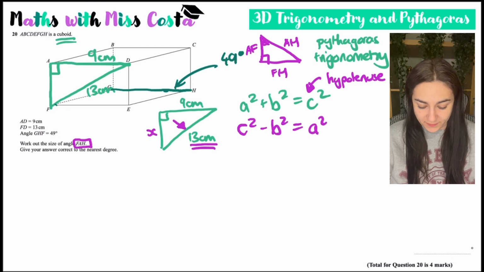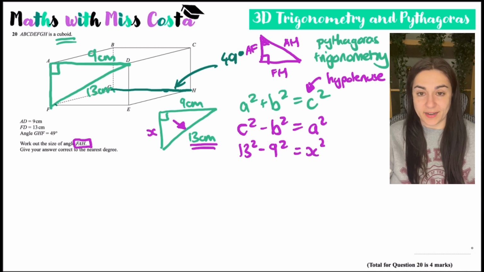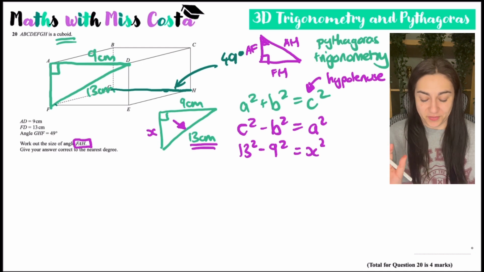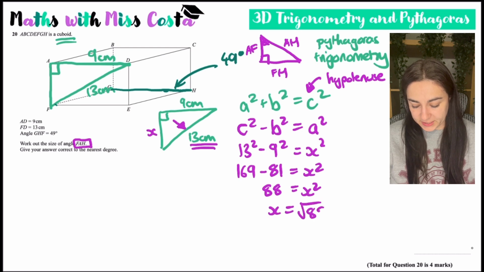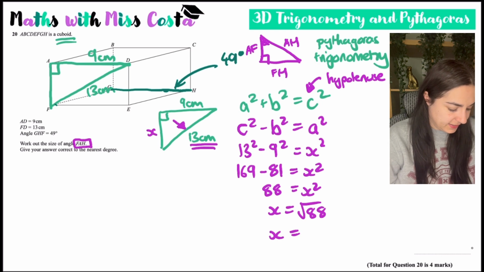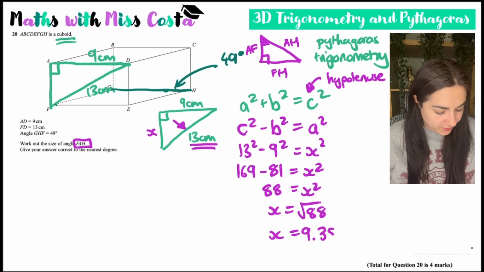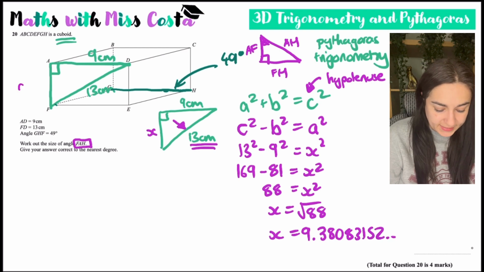I want to substitute my values in. So c is 13, b is 9, and I'm trying to figure out another shorter side. b and a, it doesn't matter which one's which because they're just both the shorter sides. So 169, take away 81 is x squared. So 88 is x squared. And to find out x, I'm just going to do the square root of 88, which if I type into my calculator, gives me 9.38083152. So I know that this length here is 9.38.